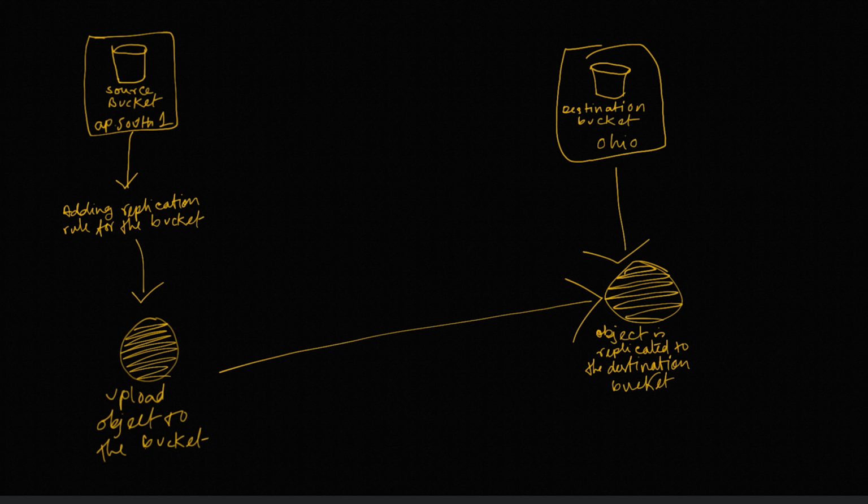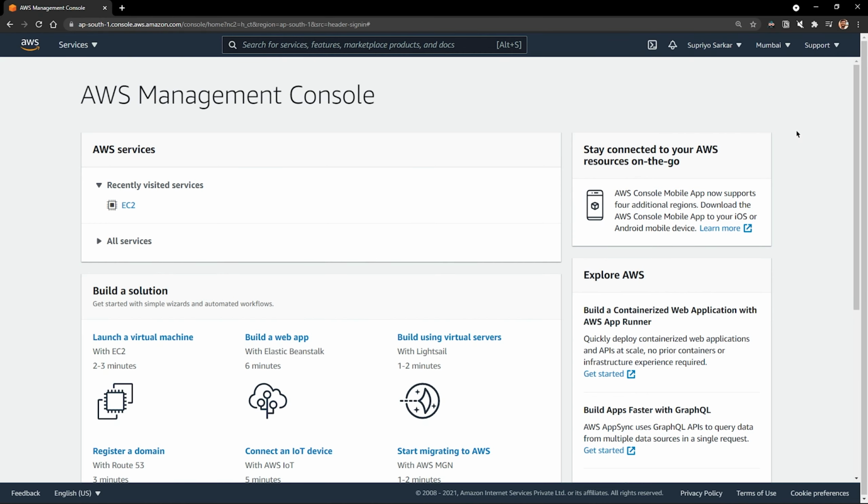Let's see how I can implement that in the AWS console, right? First I'll create an S3 source bucket, and then I will enable versioning for the source bucket, and then I'll enable cross-region replication and add the rule for the source bucket that I just described. And then I'll create an S3 target bucket, and then I'll enable versioning for that target S3 bucket, and then I'll end this lab, right?